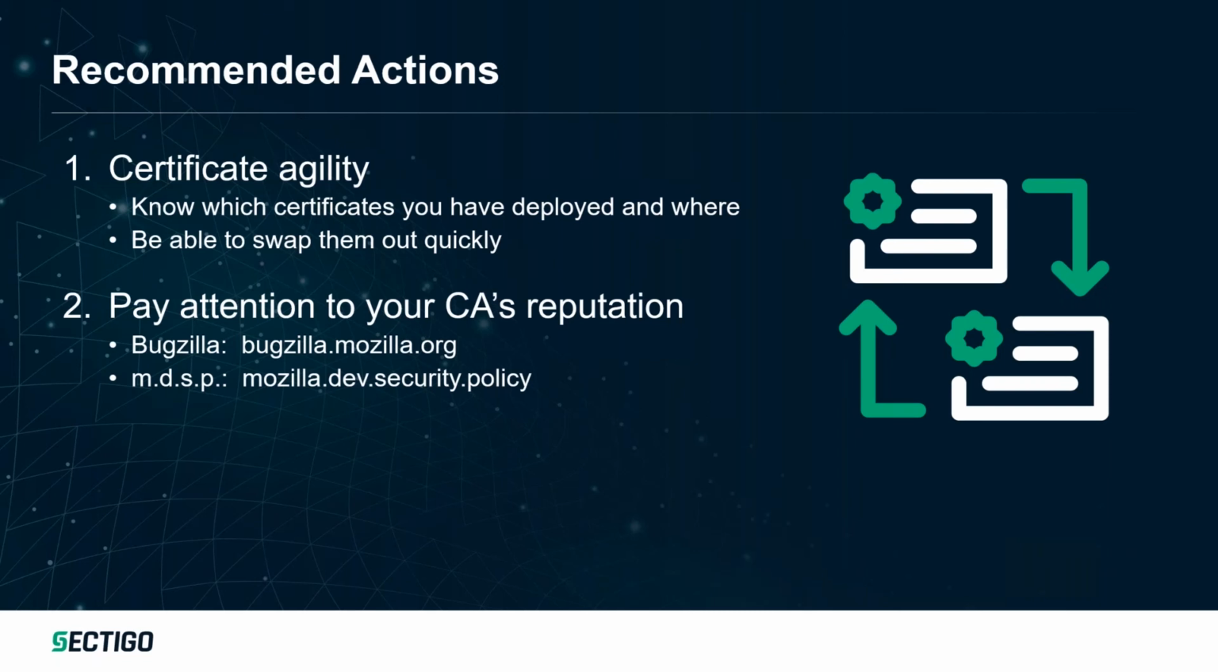So what are your recommended actions? First and foremost, this is one of the other reasons that you need to make sure that you have certificate agility in place. And we just can't say that often enough. And then the other one is you can pay attention to your CA's reputation. If you really care, and most people don't because these deprecations are few and far between, but if you really want to belt and suspenders it, there are resources available.